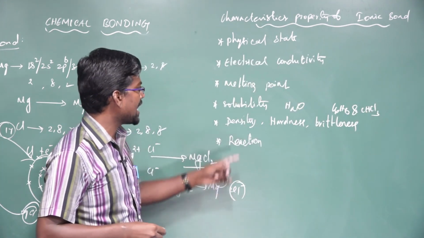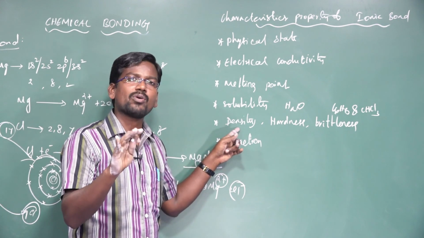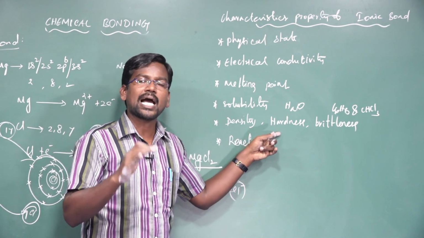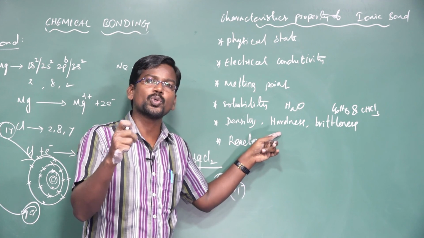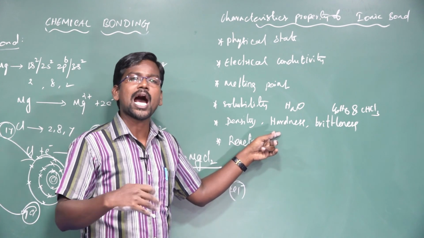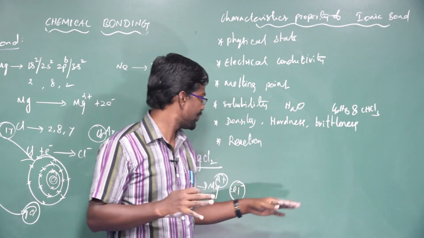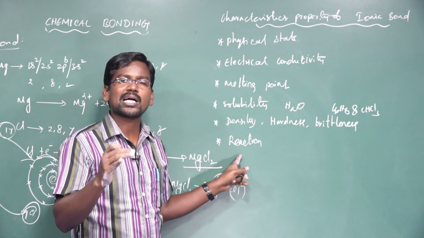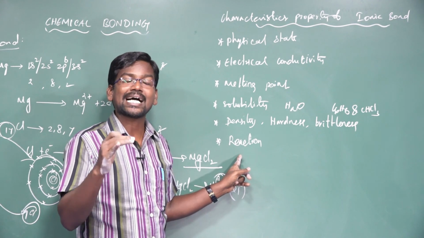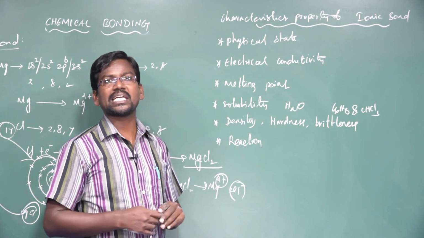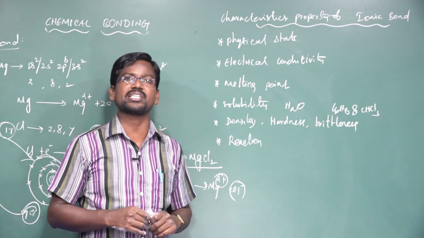Non-polar substance. Density: ionic compounds have high density. Hardness: ionic compounds are highly hard due to the electrostatic force of attraction between oppositely charged particles. Brittleness: they are highly brittle. Reaction: ionic compounds undergo ionic reactions. It occurs practically as a rapid and instantaneous process, an instantaneous reaction.